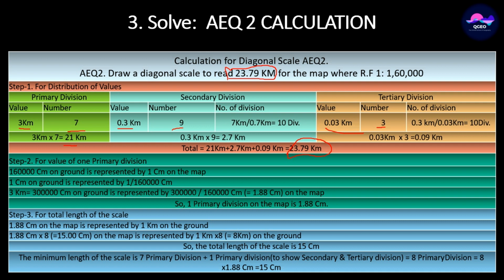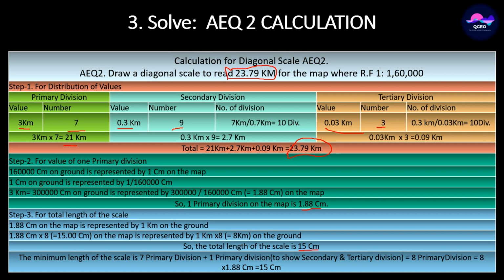Now the value of primary division in step 2: as earlier, 3 kilometer is equal to 1.88 centimeter. So 1 primary division is equal to 1.88 centimeter. In this way, 1.88 centimeter into 8 in both sides, so it will be the 15 centimeter. So the total length will be the 15 centimeter.